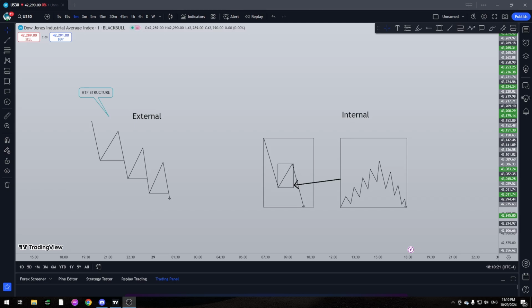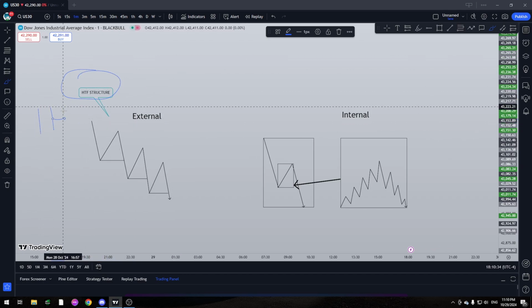As you can see on my screen, we have two things: external, internal. What does it mean? I wrote it down for you guys. This is higher time frame structure. So for example, this is the 1 hour, right?